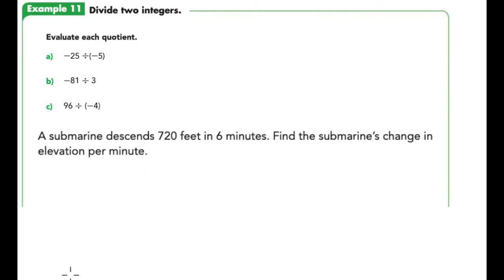We could also use division in real-world context problems. In this problem here, it says that a submarine descends 720 feet in 6 minutes. We want to find the submarine's change in elevation per minute. So what we know is that a sub went down a total of 720 feet. We'll represent that integer as a negative because it said it descended 720 feet, and did that in a time of 6 minutes.